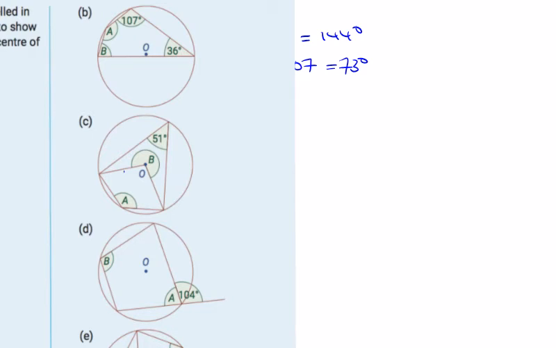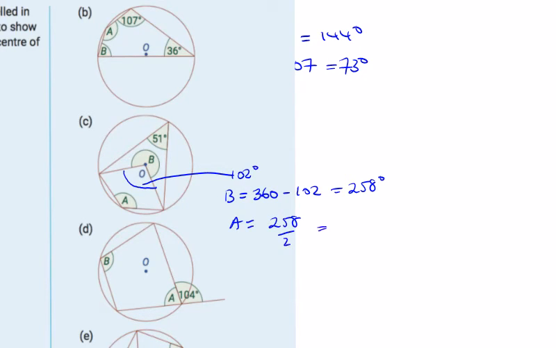In this question, we can get this one straight away to be 102. So B is equal to 360 minus 102, which is 258 degrees, and then A would have to be half of that. A is 258 over 2, which is equal to 129.